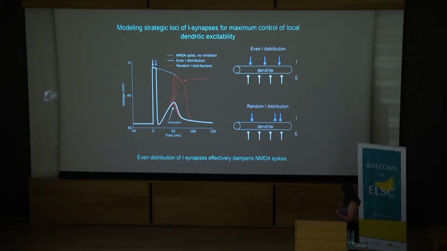So the fact that we were seeing inhibitory synapses evenly distributed meant that they could potentially have a higher impact on whether NMDA spikes would be allowed to go through or not. This is the very minimal analysis that you could do on the static picture.